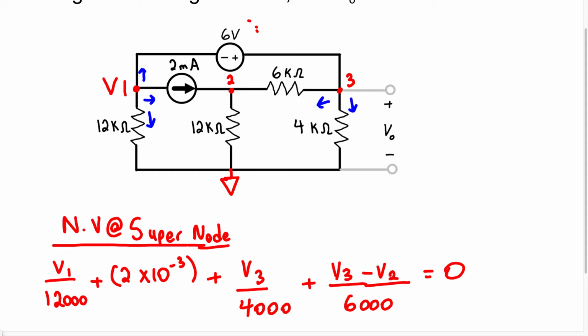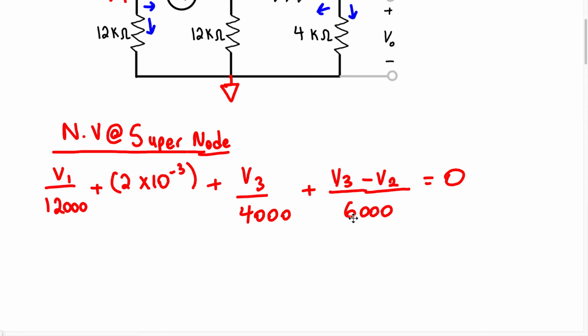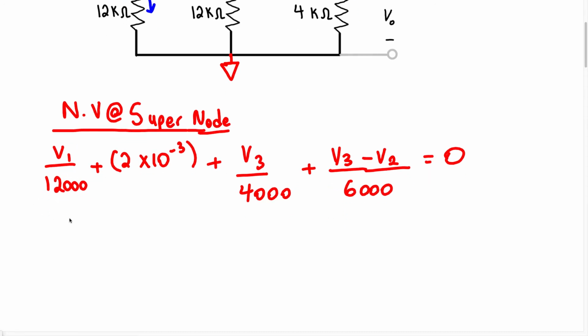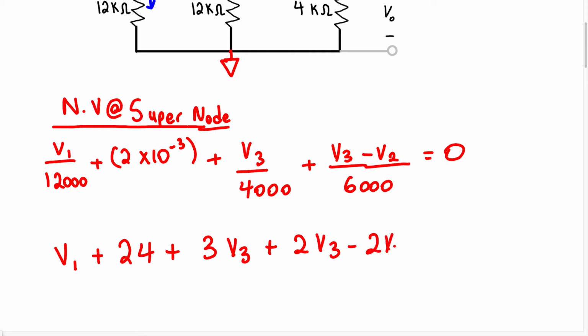Right, so we just acted like this wasn't here for the moment. Okay, so now we just act like this was one big node. Now let's start to simplify this. We're going to multiply the terms by 12,000 because we know 12,000 is the LCD. When we do that, we're going to get V1 plus 24 plus 3V3 plus 2V3 minus 2V2 equals 0.